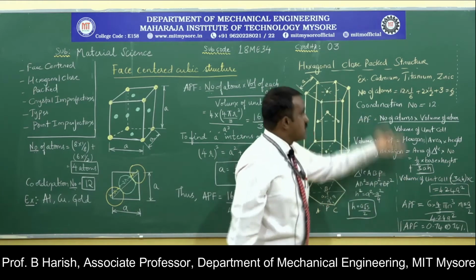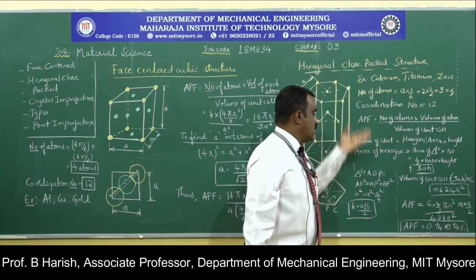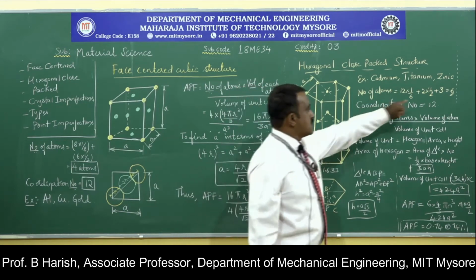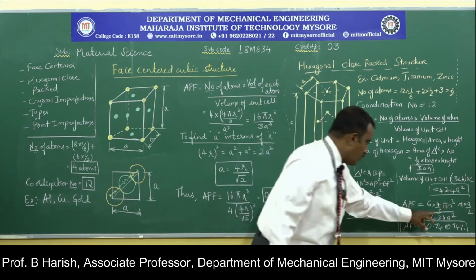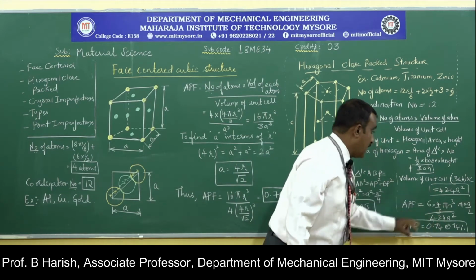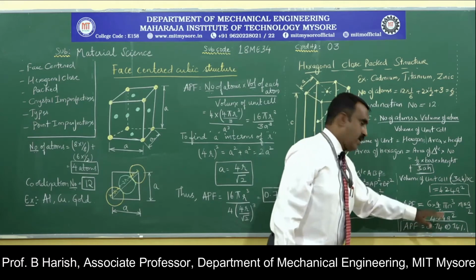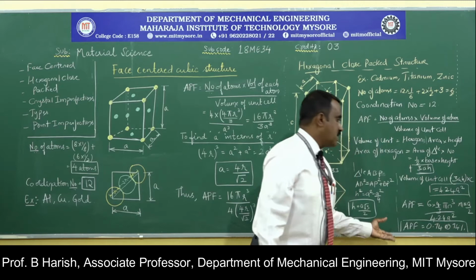Substituting this, coming back to the definition, the number of atoms we have already arrived at is equal to 6 here. Then the volume, once again spherical in shape, is 4 by 3 pi r cubed, divided by a cubed. So I am expressing this value of h in terms of a. Further simplifying, it will be equal to 0.74.